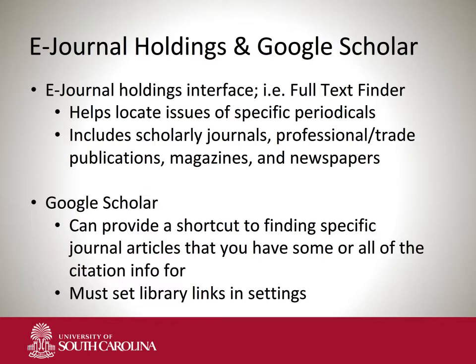And the way to track these down is to utilize the library's eJournal holdings and then also to use Google Scholar. The eJournal Holdings interface, which is actually called Full Text Finder, will help locating issues of specific periodicals, and this will include scholarly journals, professional trade publications, magazines, and even newspapers. And then Google Scholar can provide a really convenient shortcut to finding specific journal articles that you have some or all of the citation info for.